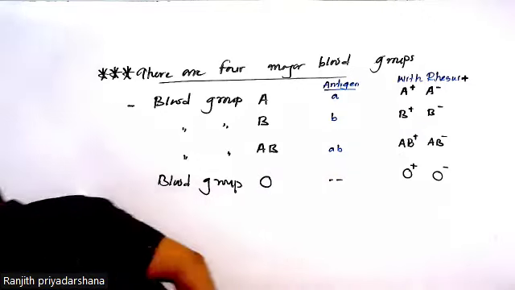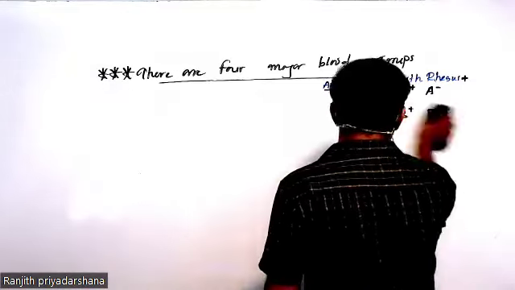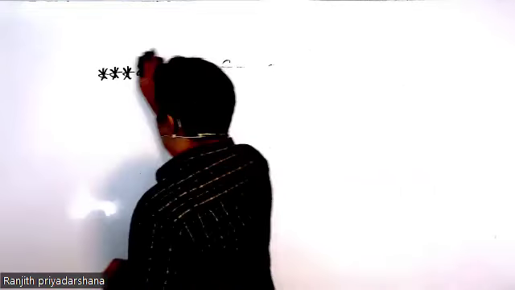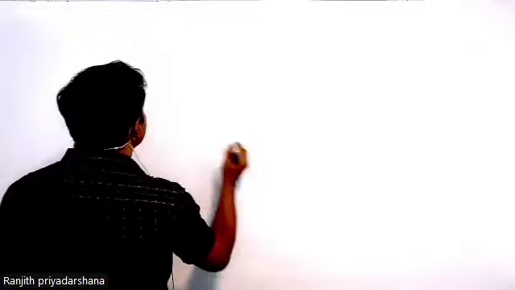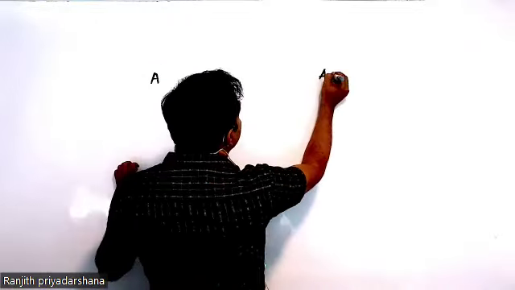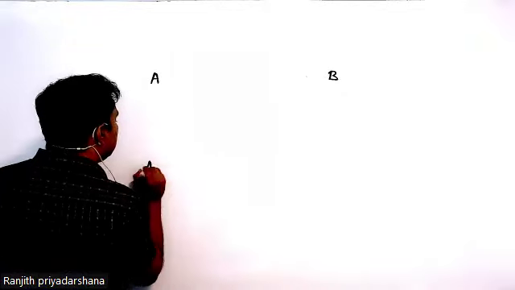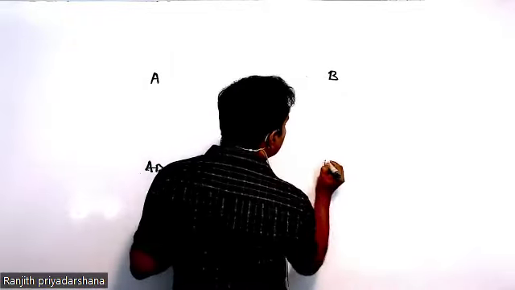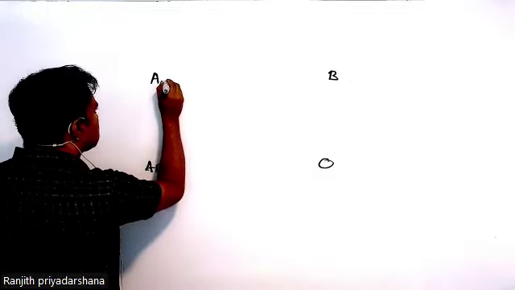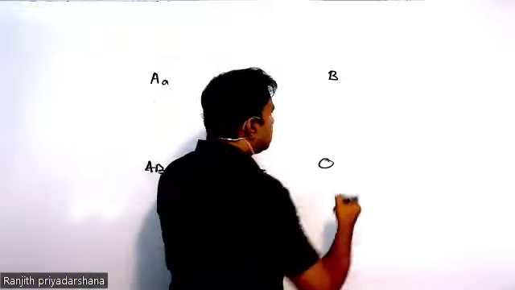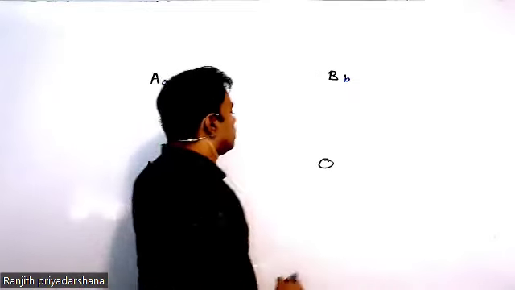Right. Next, compatibility is checked. Most of the students get confused about this. Now let's check the compatibility of the main blood groups: A, B, AB, and O. Blood group A consists of antigen A, B consists of antigen B, AB consists of both A and B, and O consists of no antigens.